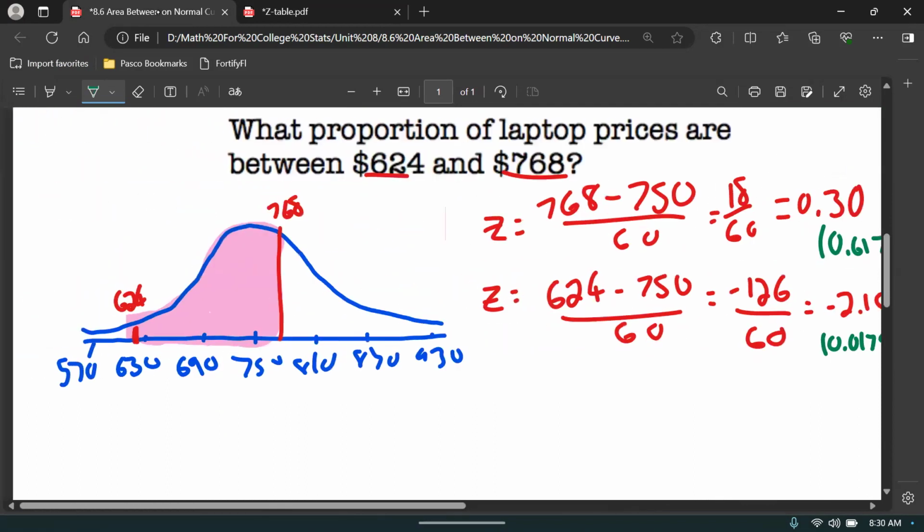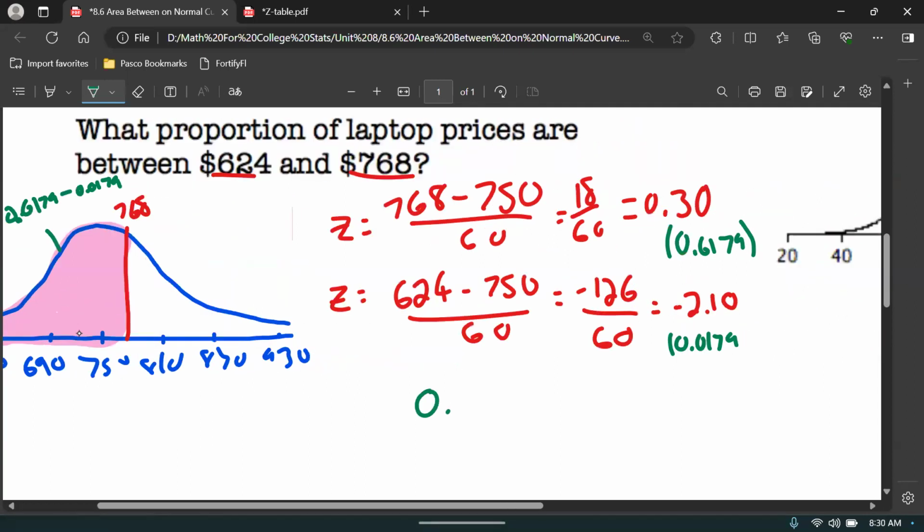We subtract these amounts. Basically, we're taking the 0.6179, which is from this red line all the way over to infinity, minus the 0.0179, which is this red line over to infinity. So this part to the left of 624 is 0.0179. And the part in between them will be that total, 0.6179, minus the amount we had on the left, 0.0179. So we subtract them and find the difference between them.